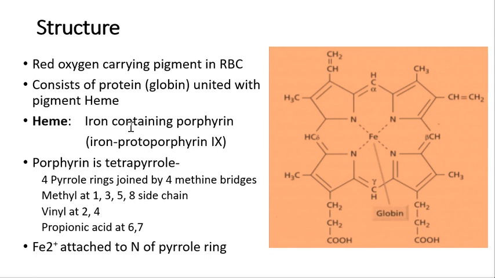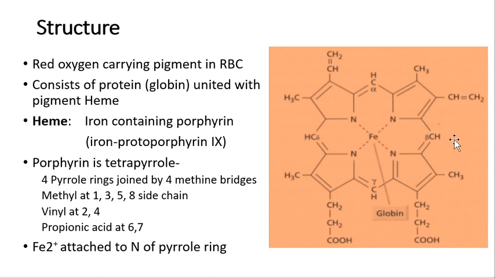Heme is nothing but iron containing porphyrin. The name of heme is iron protoporphyrin. The porphyrin here is nothing but tetrapyrrole. As the name shows, tetrapyrrole means 4 pyrrole rings. As you can see here, this is one pyrrole. So 4 pyrrole rings are attached at the corners, and the 4 pyrrole rings are joined by 4 methane bridges.